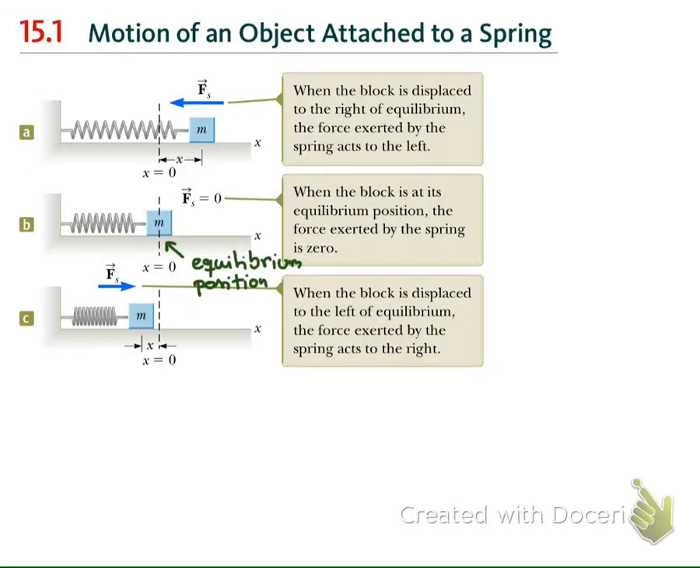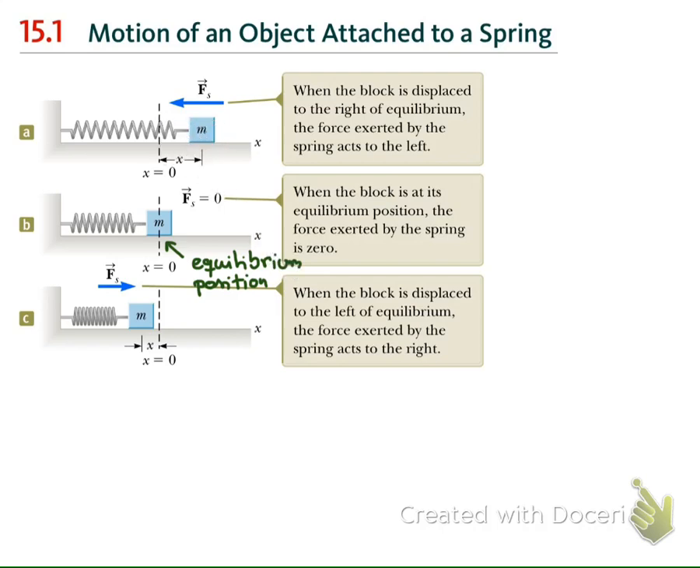Now you can see that when the block is displaced to the right of the equilibrium, like this position, the force exerted by the spring acts to the left. So this is the force from the spring acting on the object, and it points toward the equilibrium point. Here it points to the left.